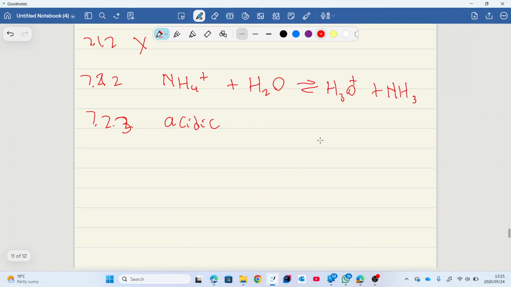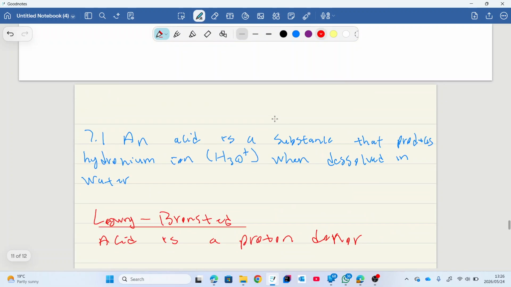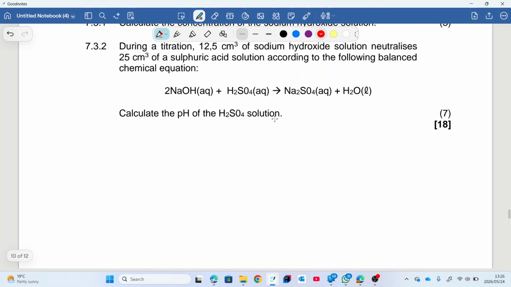Okay, so now the reason is because hydronium ions are formed in the reaction. Okay, yeah, enough about 7.2.3.